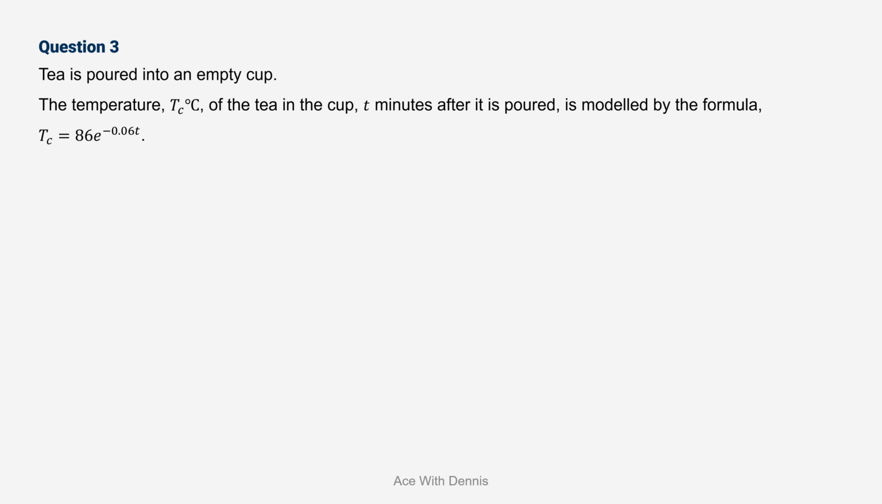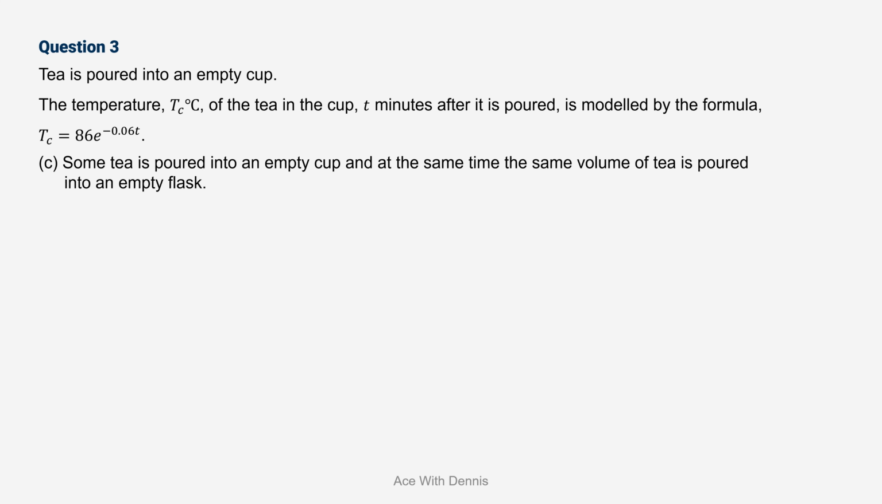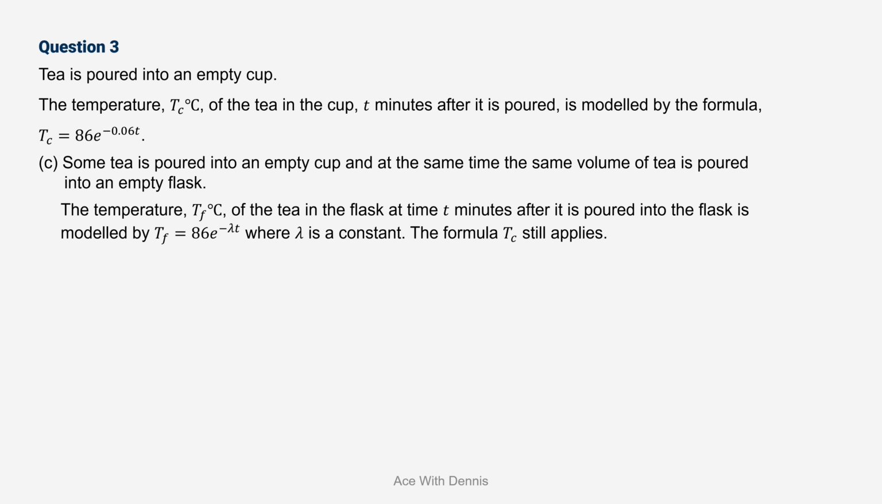C. Some tea is poured into an empty cup and at the same time, the same volume of tea is poured into an empty flask. The temperature Tf degrees Celsius of the tea in the flask at time t minutes after it is poured into the flask is modeled by Tf equals 86 e to the power of negative lambda t, where lambda is a constant. The formula Tc still applies. 1. After 1 hour, the temperature of the tea in the flask is 82 degrees Celsius.